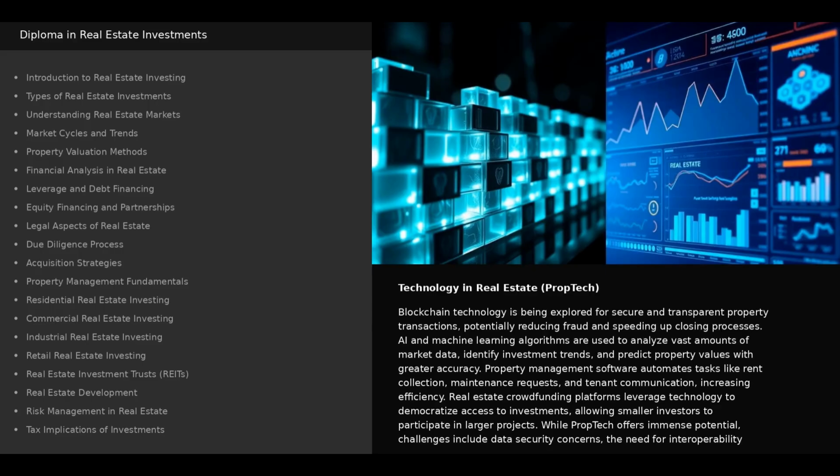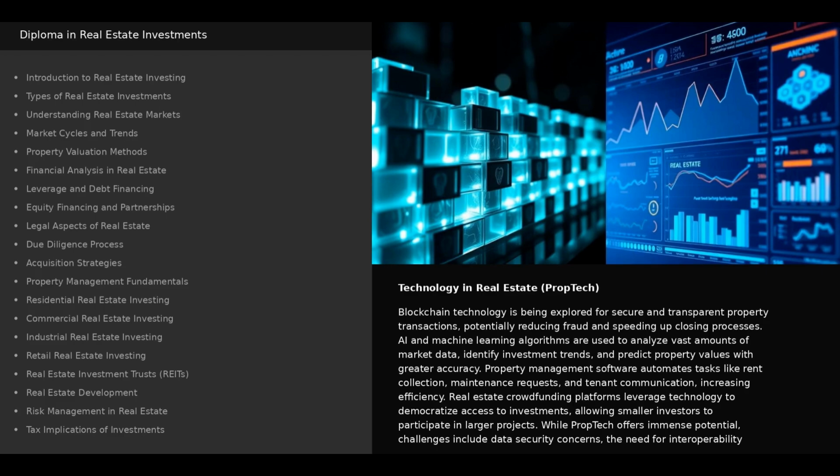Blockchain technology is being explored for secure and transparent property transactions, potentially reducing fraud and speeding up closing processes. AI and machine learning algorithms are used to analyze vast amounts of market data, identify investment trends, and predict property values with greater accuracy. Property management software automates tasks like rent collection, maintenance requests, and tenant communication, increasing efficiency. Real estate crowdfunding platforms leverage technology to democratize access to investments, allowing smaller investors to participate in larger projects.